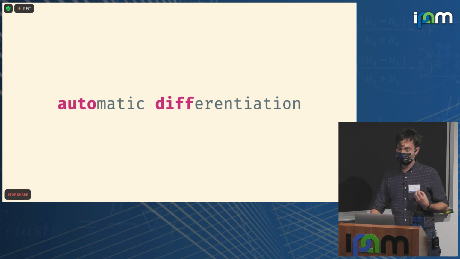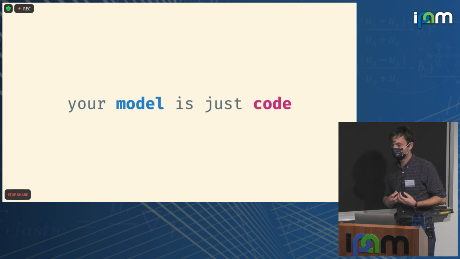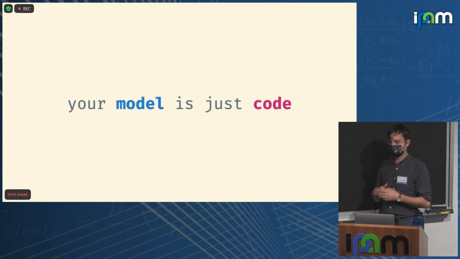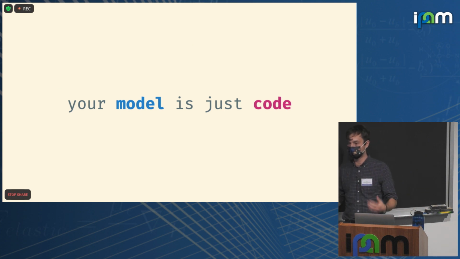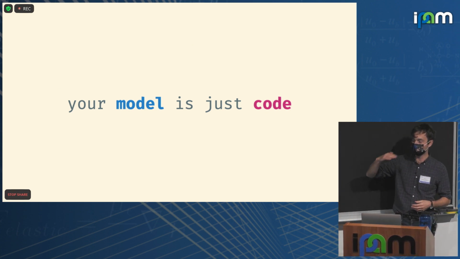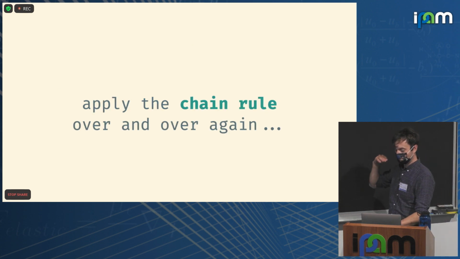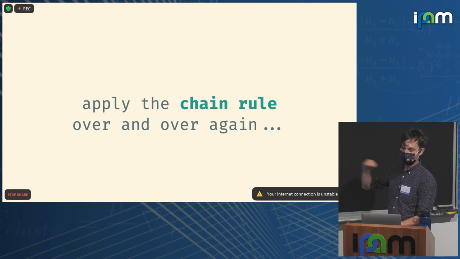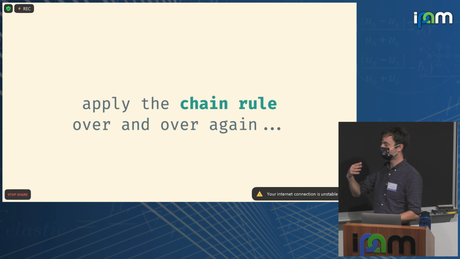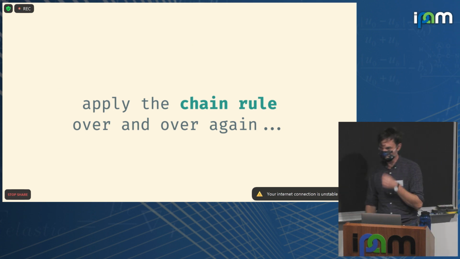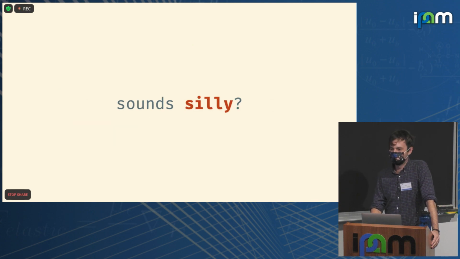And the basic idea with this is that your model, like that function to evaluate the potential energy, is just code, right? You've written down some set of operations that evaluate it. So you can take your code line by line, go through it, and just apply the chain rule over and over again to each line of your code. And what that does is it gives you some function for evaluating the derivative of your model at some point in parameter space. That's a little insane, right?